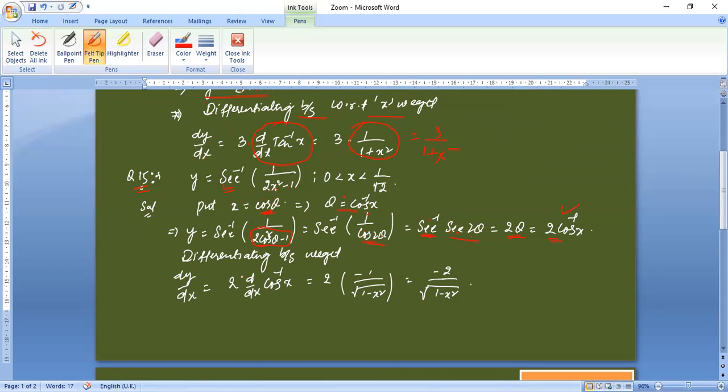Similar method. Now we have reduced the original equation to the simpler form, y equal to twice cos inverse of x. Now we will use differentiation. Differentiating both sides, dy by dx is equal to, 2 is there, differentiation of cos inverse of x. Now differentiation of cos inverse x is minus 1 divided by under root of 1 minus x square. Now 2 into minus 1 is minus 2 divided by under root of 1 minus x square. So this is the total differentiation of this, right?